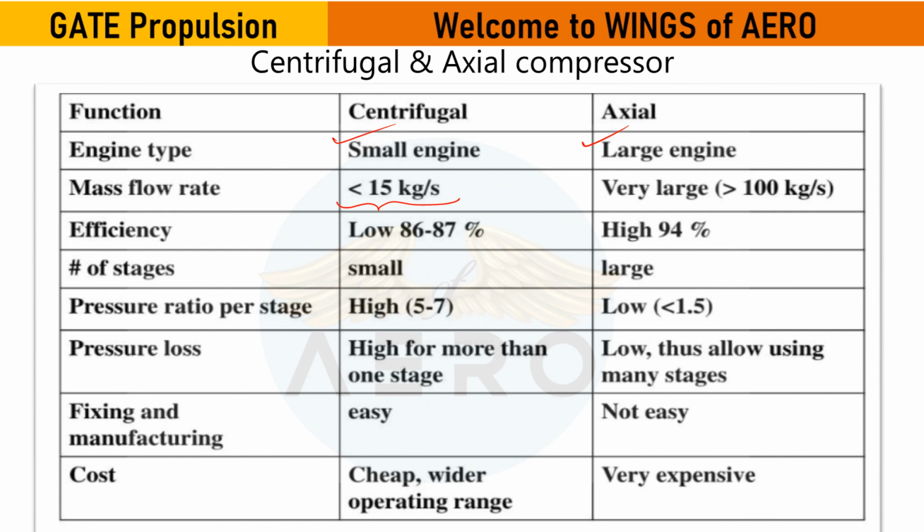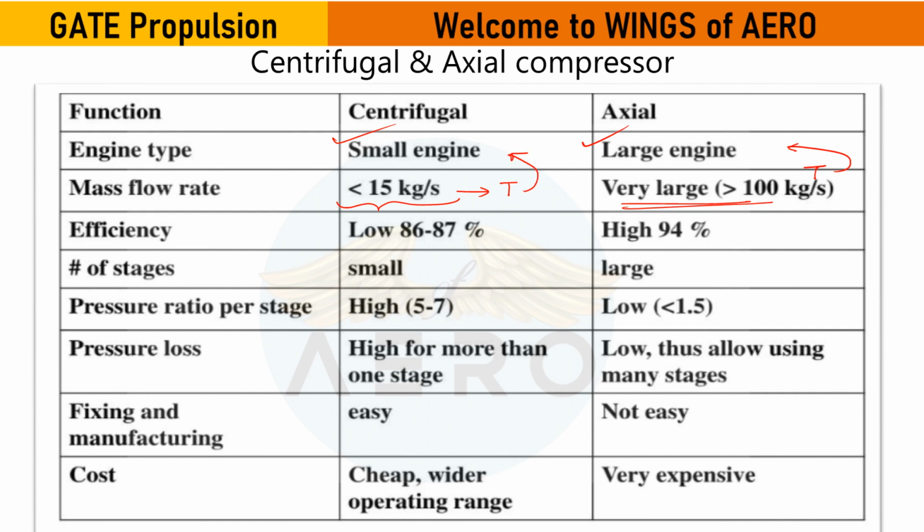Fine. So the operational mass flow rate for the centrifugal is limited to within 15 kg per second, whereas here it is almost more than 100 kg per second. This again depends on the different types of performance of the axial. Now this is quite related with the level of thrust, so the level of thrust is again connected with the engine.